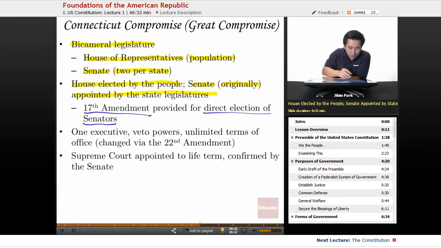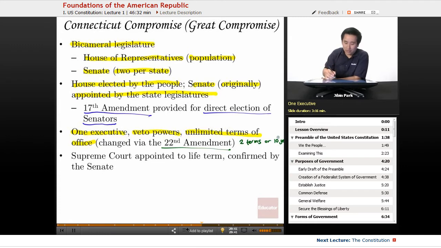But again, this is not necessarily what the founding fathers wanted. Another thing was the idea of one executive with veto powers and unlimited terms of office, which later on was changed by the passing of the 22nd Amendment, which limits a president to 2 terms in office, or 10 years. So for example, a practical example here, John F. Kennedy, JFK, was assassinated on 11/22/1963.